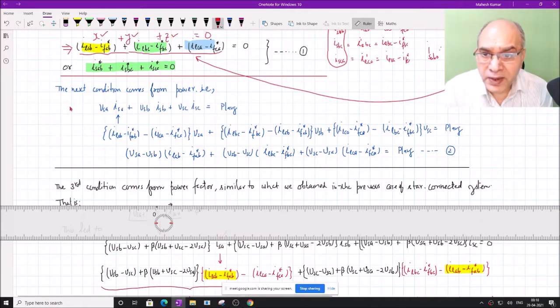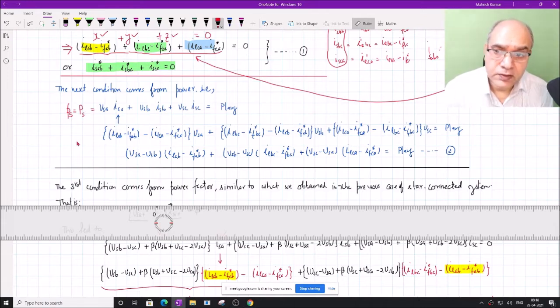That is PS, even a small ps, because if it is balanced and sinusoidal, the ps becomes equal to capital PS. There is no time varying term. So small ps equal to capital PS must be equal to VSA into ISA plus VSB into ISB plus VSC into ISC equal to PL average, which is average load power.